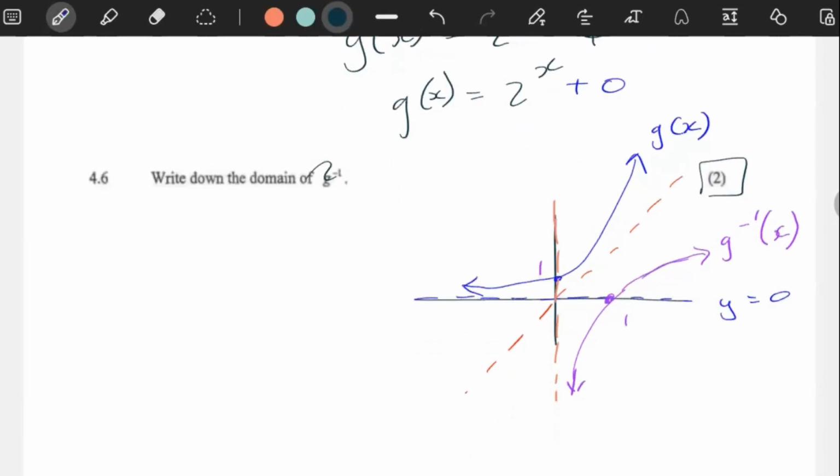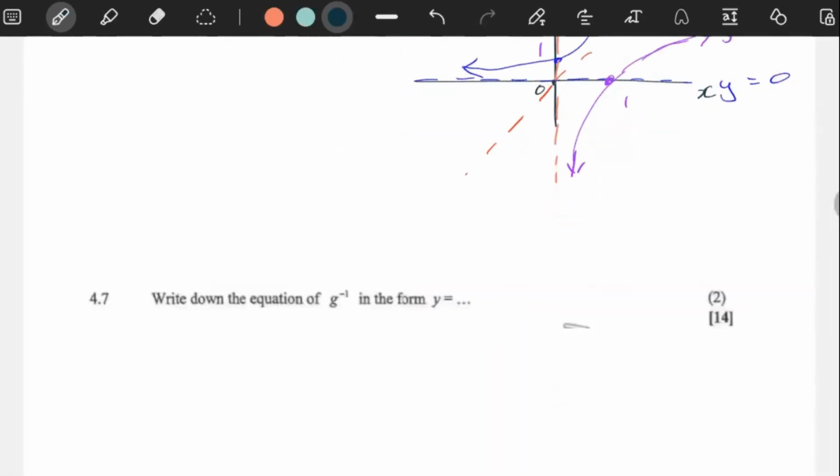Furthermore, if they're asking for the domain of the inverse, remember domain means where from left to right are you going to see the graph. So along the x-axis, your domain, right? Here you need to say that you're seeing a graph where your x values are bigger than 0. That's all you're going to say, because that's all there is to say. That's also just a two-mark question.